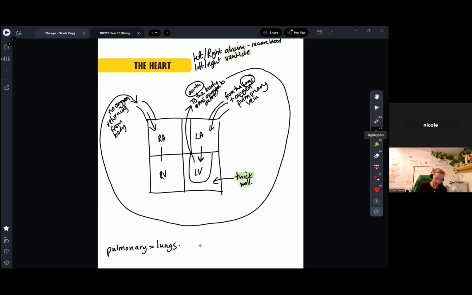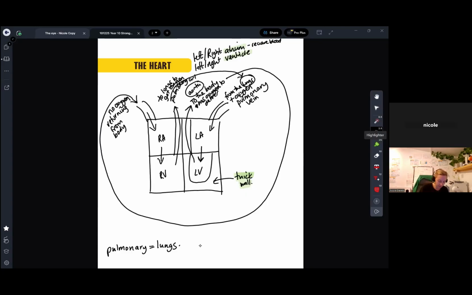It goes into that atrium. It then obviously has to go from the atrium into the ventricle. So we know that it goes through there. And from that ventricle, it needs to be pumped back out again. And it's got no oxygen, so it must be going to the lungs to get oxygen. So because it's lungs, it's pulmonary and it's going away from the heart.